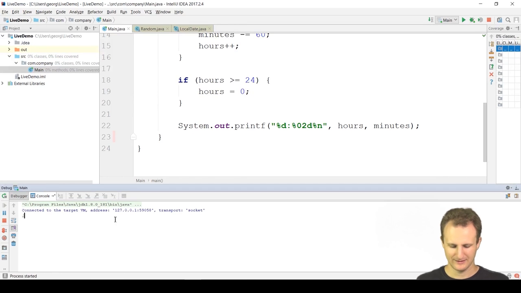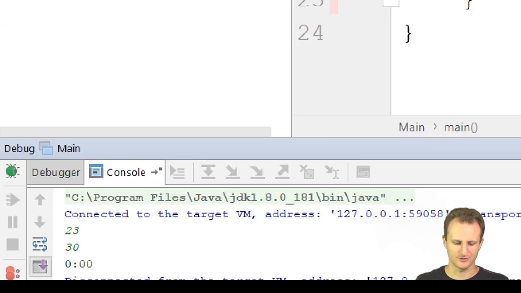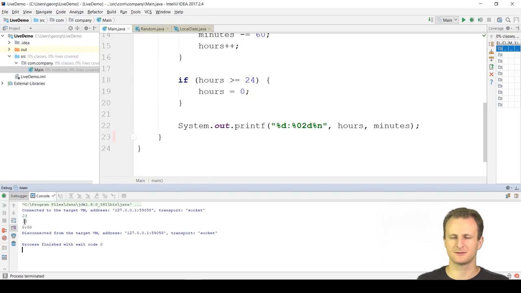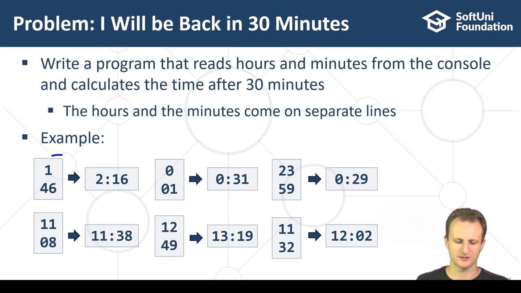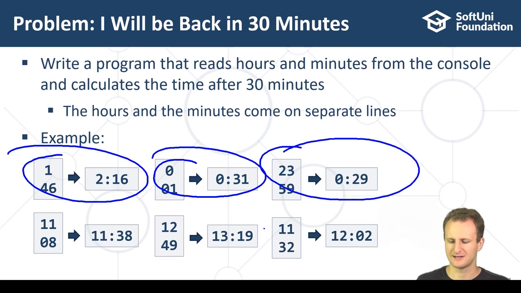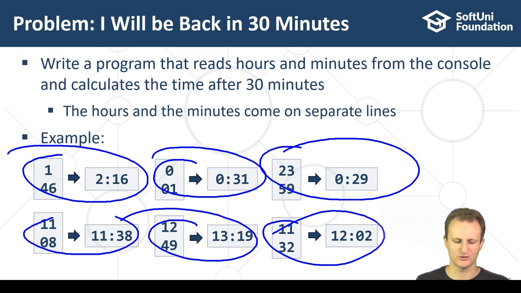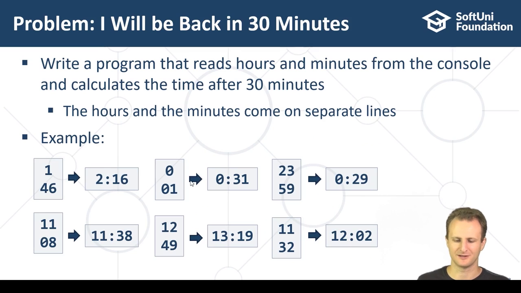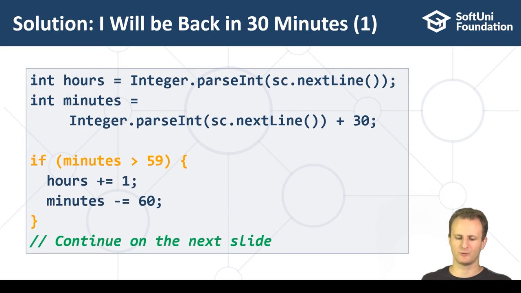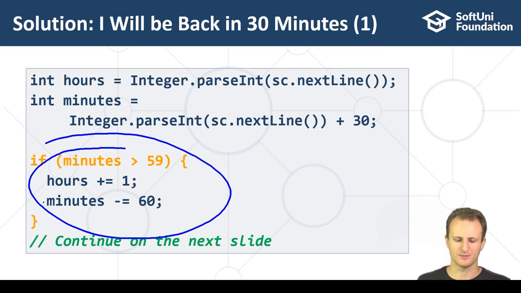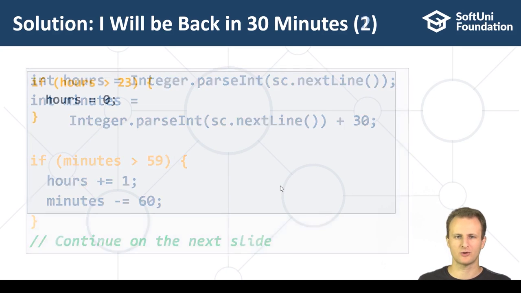Waiting a bit. 23, 30, and I got 00. Okay, so seems like my program works correctly, and of course I should test with all of these sample inputs and try to think of my own sample inputs so I can test out my program sufficiently. But since we're in a lecture here, we won't be wasting that much time on that. So the checks over here are pretty much the same which we had in our program, and the logic is pretty much the same.